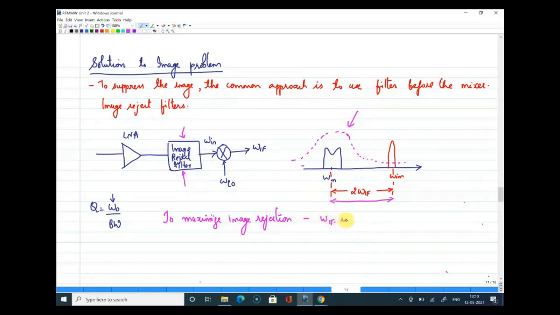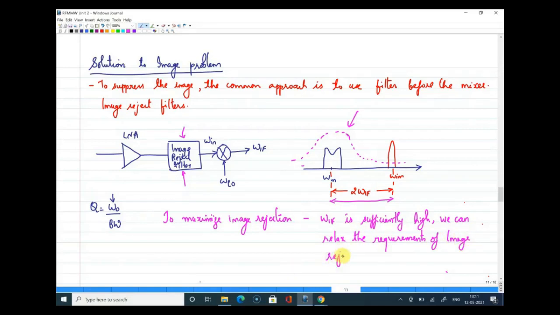If your omega IF is sufficiently high, what we can do is we can definitely relax the requirements of the image reject filter. So why do we need to relax the requirements of the image reject filter?